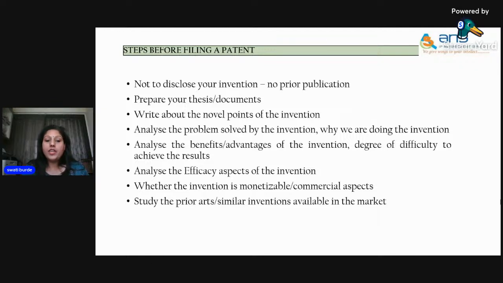We can analyze the efficacy of the product, whether the invention you have invented is efficient. That is also a very important criterion. Then you also have to analyze whether it is monetizable, whether it can be commercialized and sold to the market, or whether it can generate revenue. And study the similar prior art and similar inventions in the market.